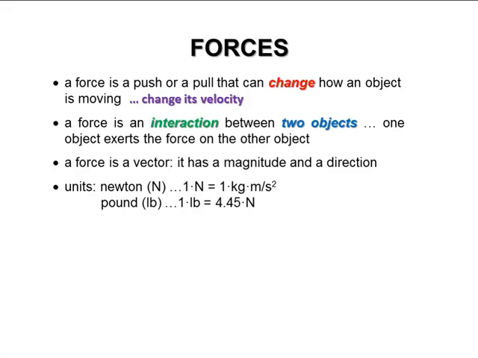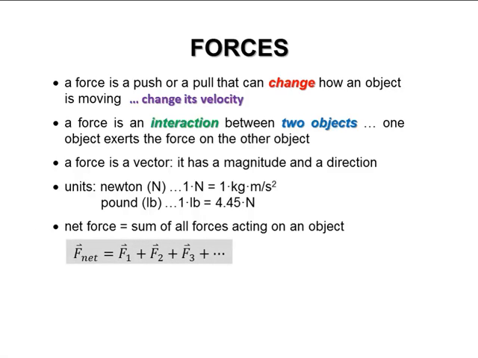Now, the other thing that we need to add here is that if there is more than one force acting on the same object at the same time, we need to find the combined effect of all those forces. And that's where the idea of net force comes in. If there's more than one force acting on an object at the same time, we have to add all those forces together. That's called the net force. That's the cumulative effect of all those forces acting together. If you wanted to write it as an equation, we could write it like this, where there are vector symbols over each F, to remind us that when we add these forces together, we have to add them as vectors.